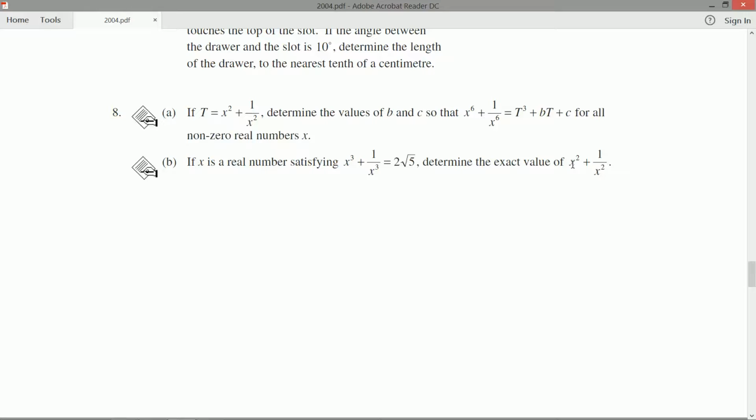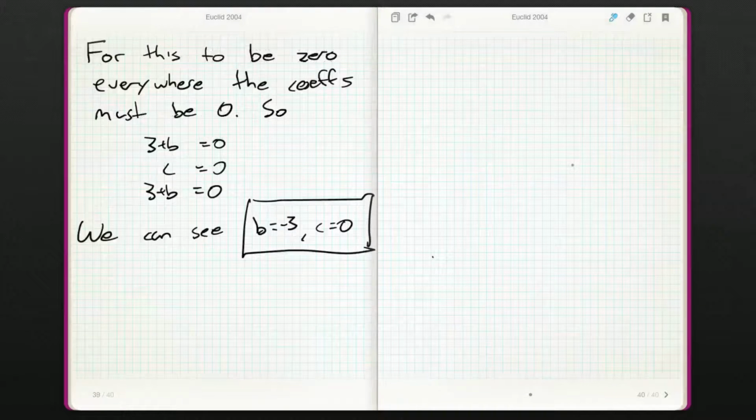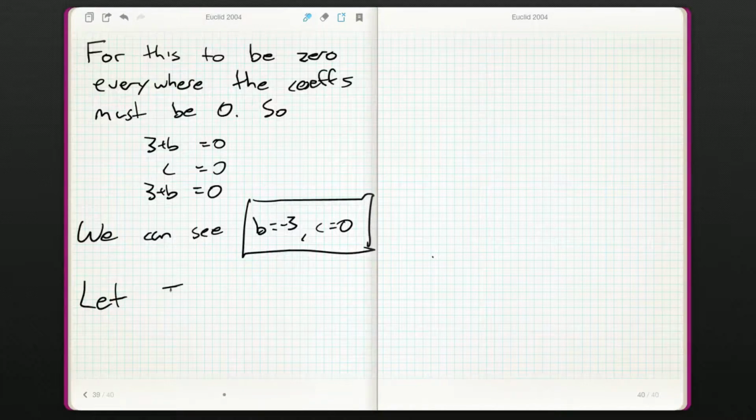Well, all these expressions remind me of something. I'm going to say let t be, well, they use t, so let's use some other letter. What comes after t? U. Let u be x plus 1 over x.